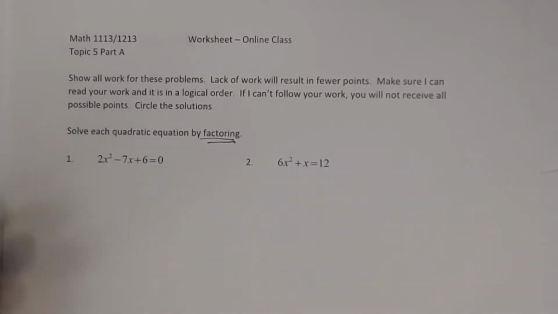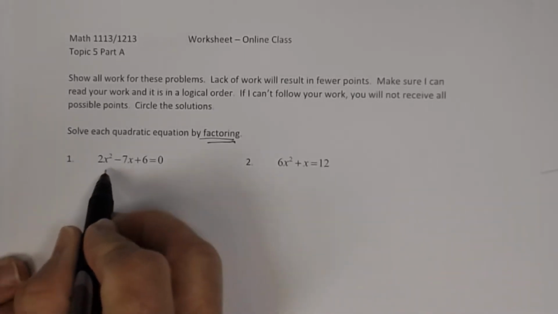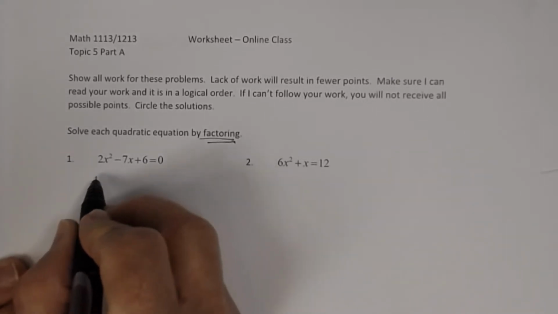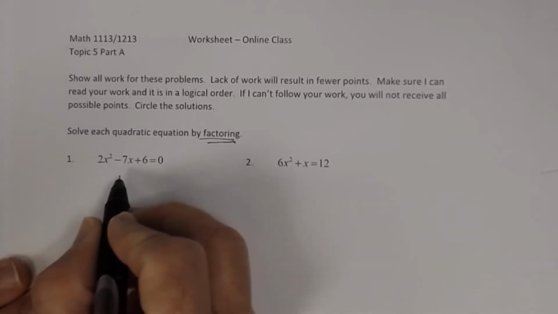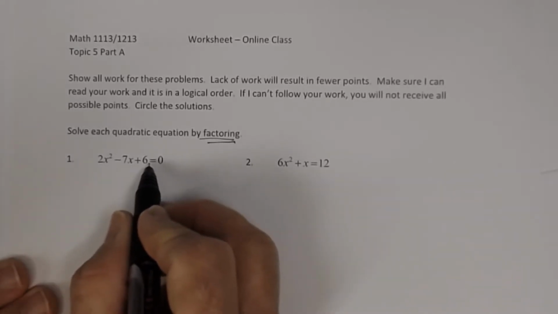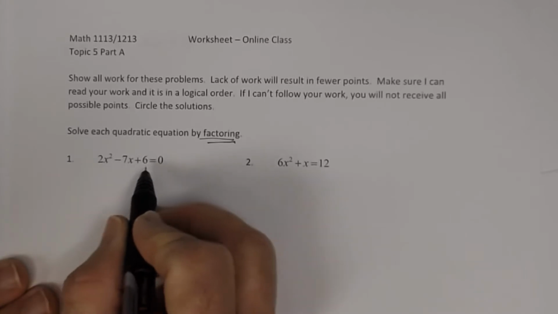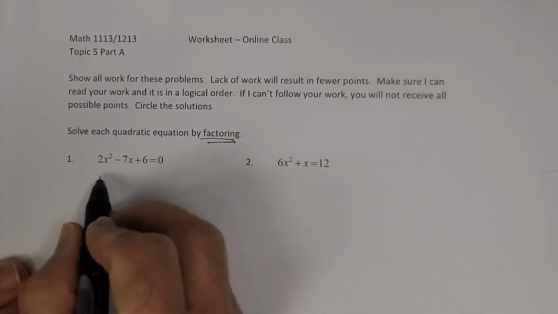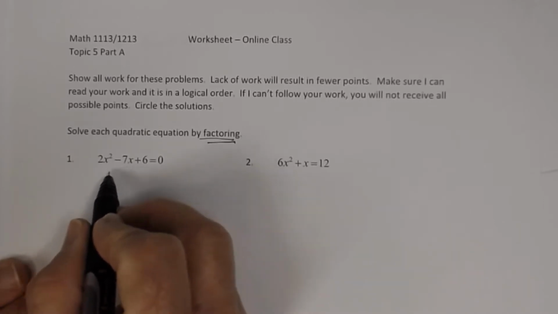Okay, so let's look at number 1. Number 1, we have 2x squared minus 7x plus 6 equals 0. First of all, we have to make sure it's in standard form, and this is in standard form. You have all the terms on one side, zero on the other side, so that makes this in standard form. And so we're going to solve this by factoring.